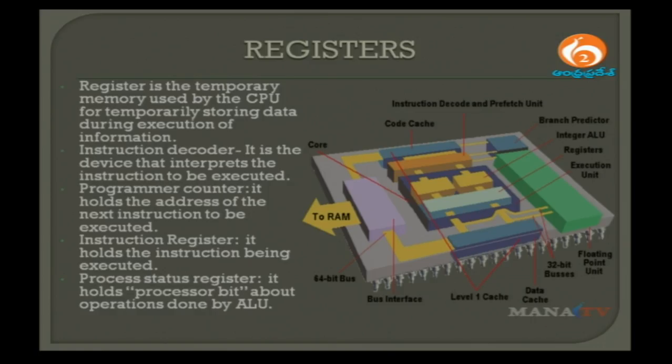The registers are the most important thing that you have to remember, because these are also the most important components of the CPU. A register is the temporary memory used by the CPU for temporarily storing data during execution of information.